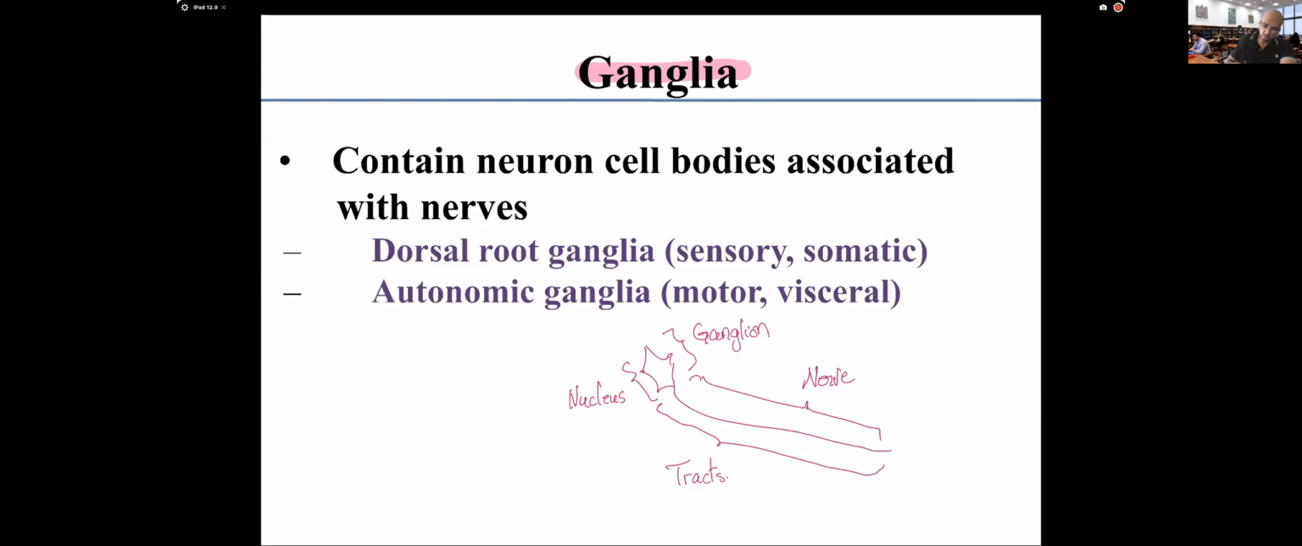So the ganglion is the site where the neuron cell bodies are going to be associated with nerves, or in other words, they are in the peripheral nervous system. And we have two major types here. We have the dorsal root ganglia. Those are the sensory somatic receptors, the sensory somatic cell bodies of the neurons. We've got the autonomic ganglia, and those are motor visceral nerve cells.